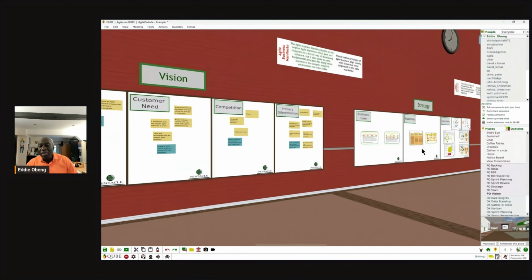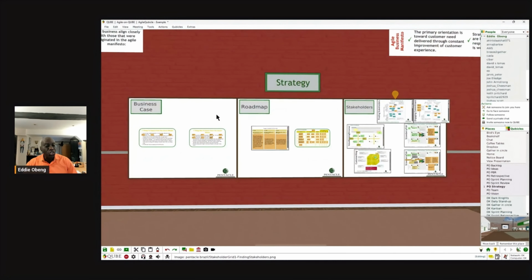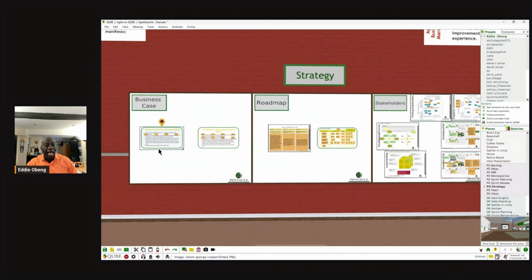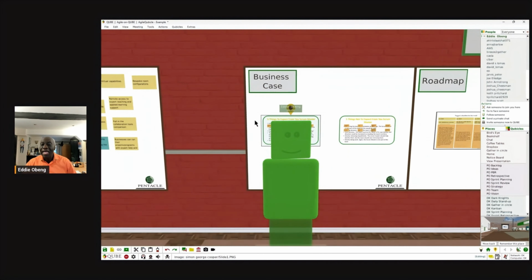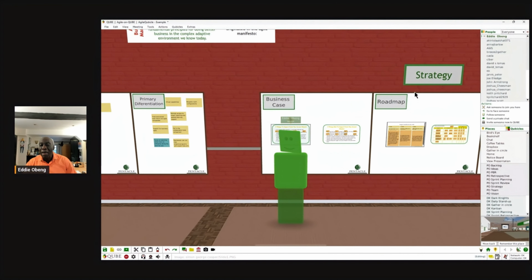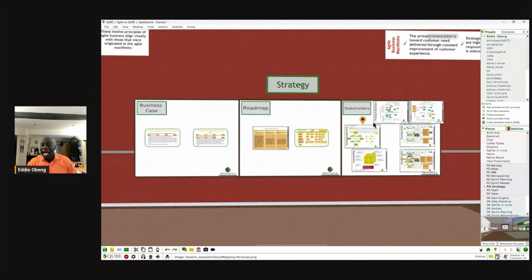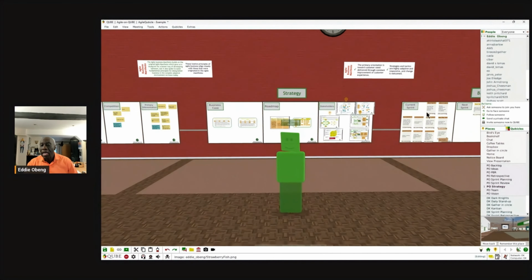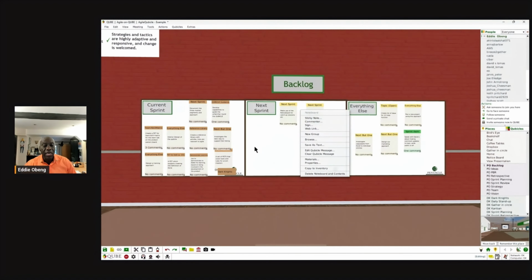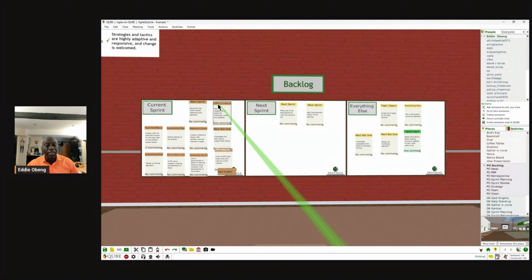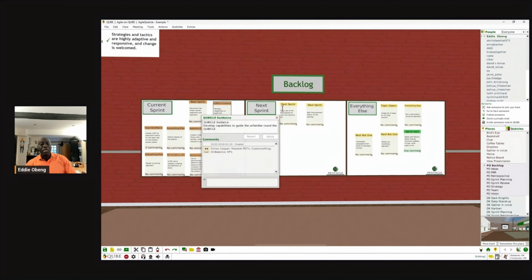And then normally they'll work onto something called the strategy. There's a business case. Here we've got things like what you should expect from your Scrum Master and so on. There's probably a roadmap to go with the strategy. And then often there's also a sort of backlog of things which haven't been done. And here what we've done is we've used things like commenters, these funny ones with the color at the top and the color at the bottom, so people can put comments in.